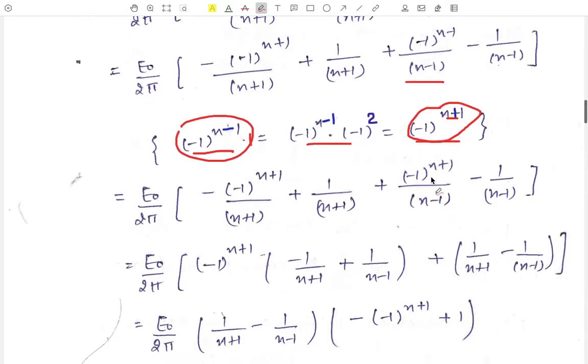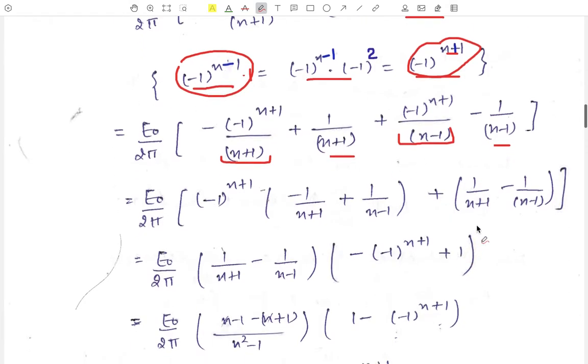Okay. (Minus 1) raised to power n plus 1 is one term, and this is the second term; (minus 1) raised to power n plus 1 is common and can be taken outside. Inside what remains: minus of 1 upon n plus 1 plus 1 upon n minus 1. Okay. Plus these two terms as they are, 1 upon n plus 1 minus 1 upon n minus 1. Okay.